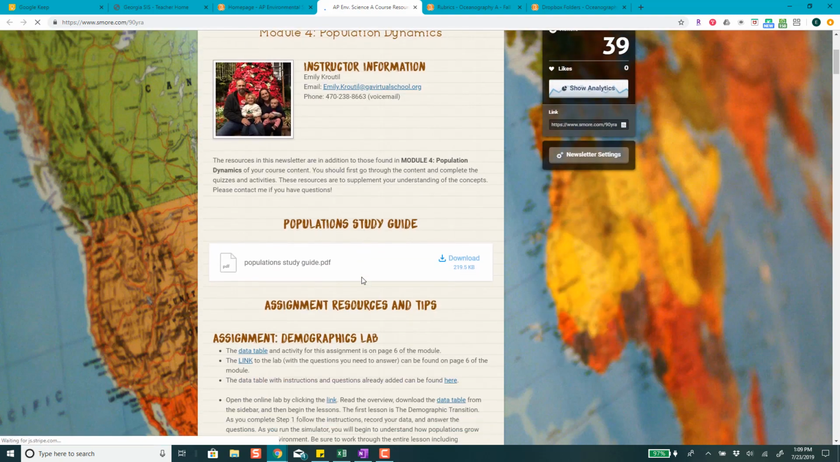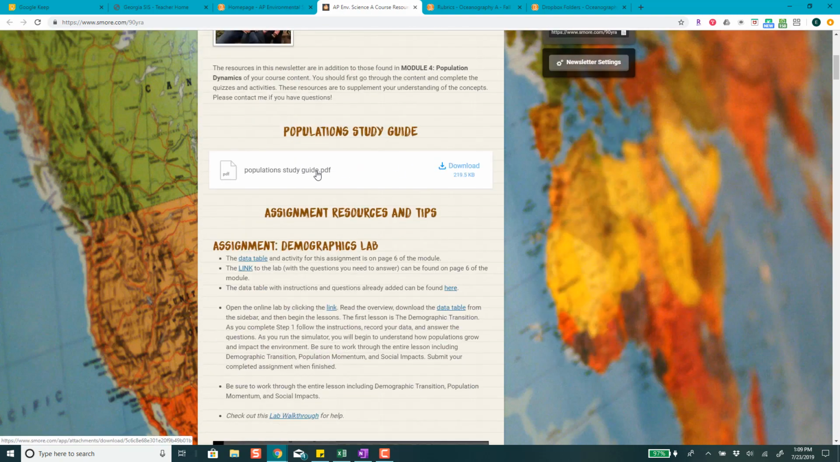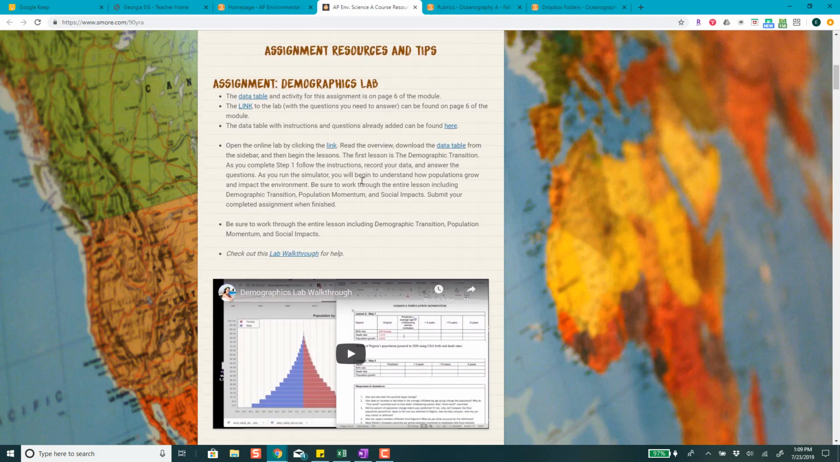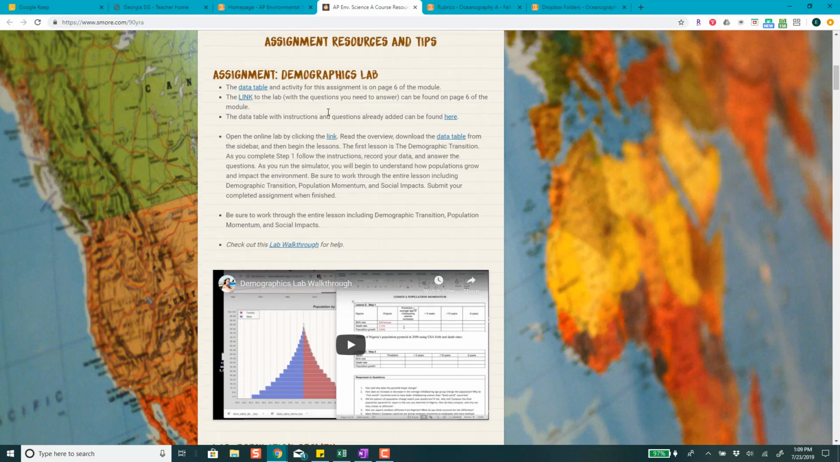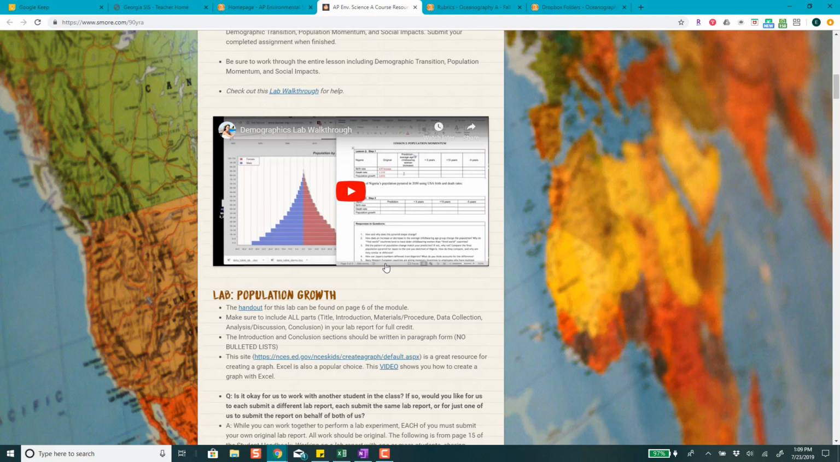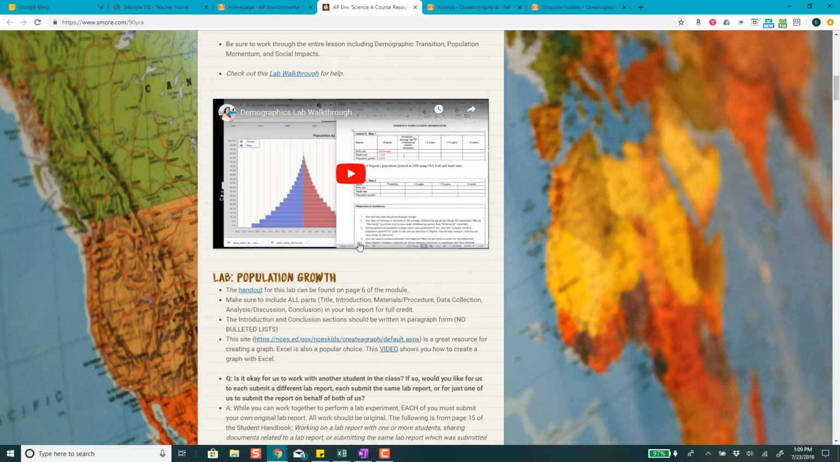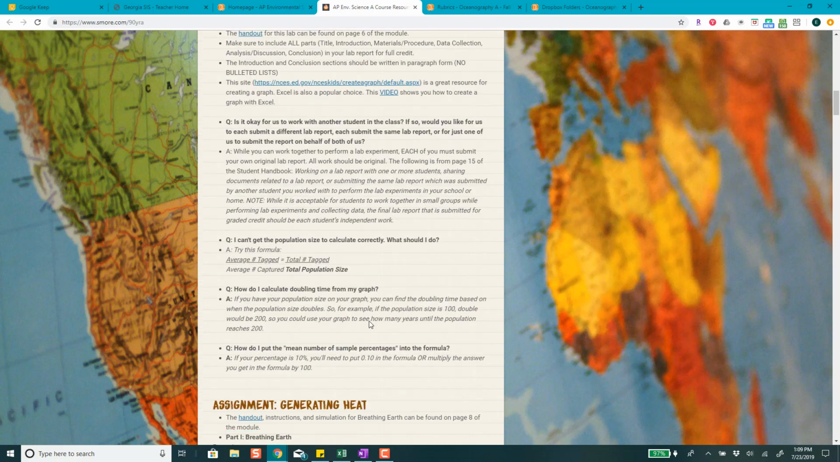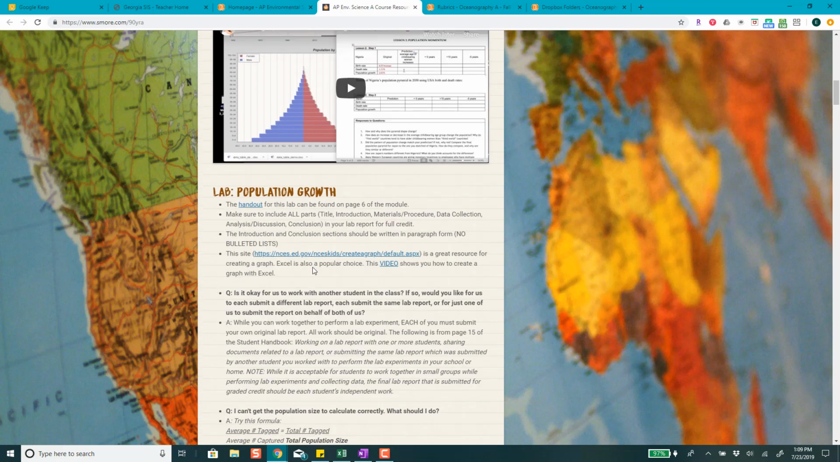For some of the modules, I've been able to make study guides. Some don't have them, but if you need it, it's right here. And then we'll just go through. As you can see, there's useful tips about other labs. Here's a walkthrough for the previous lab, and here's the Population Growth Lab. You can see there are some questions I've answered from students that I put here. That way everybody gets access to them, and you don't have to wait for my response. It's already here. And then you can just click here and get the handout.